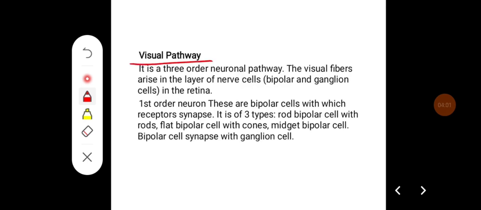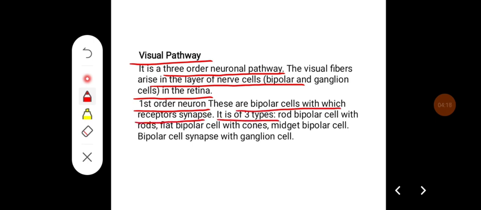Visual pathway. It is a three-order neuronal pathway. The visual fibers arise in the layer of nerve cells, that is bipolar and ganglion cells in the retina. First order neuron. These are the bipolar cells with which receptors synapse. It is of three types: rod bipolar cell with rods, flat bipolar cells with cones, and midget bipolar cell. The bipolar cells synapse with ganglion cells.